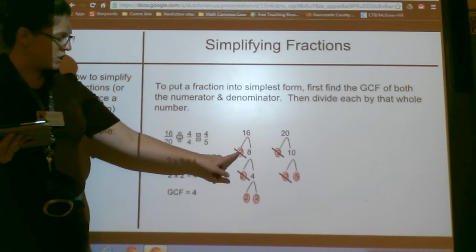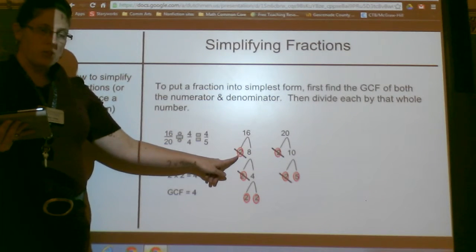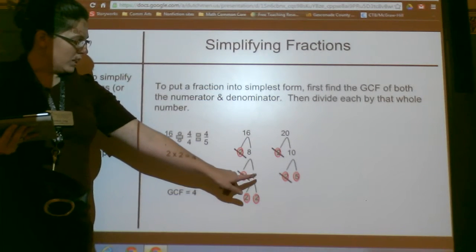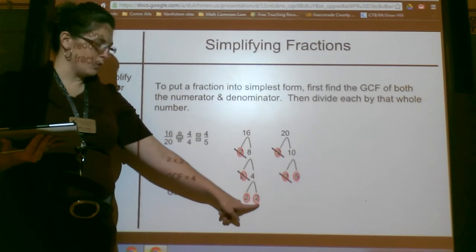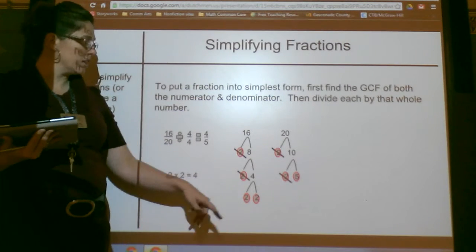So with 16, we get 2 and 8. 2 is prime, so we circle it. Then with 8, we get 2 and 4. 2 is prime, so we circle it. And 4, we get 2 and 2. Those are both prime, so we circle them.